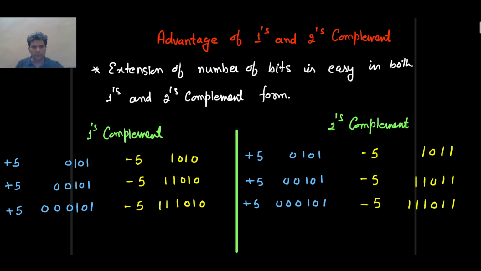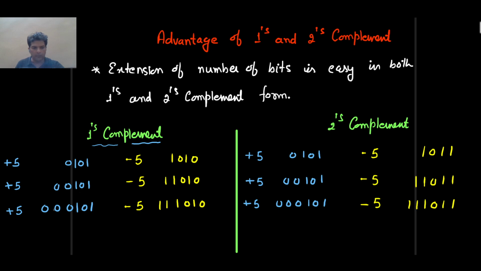Let's say, for example, in the ones complement, how do we represent plus 5? Plus 5 is 0101, correct? This 0101 is the representation of plus 5 in 4 bit. Let's say I want to represent this plus 5 again in 5 bit. Simply I have to copy the MSB bit further to the left. So 00101 is again plus 5.